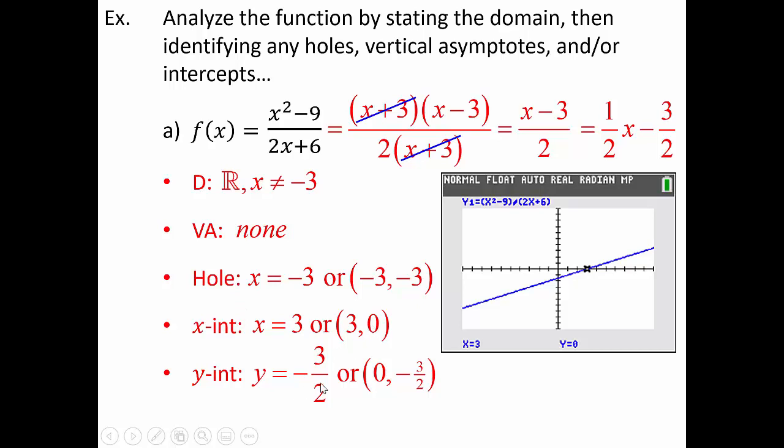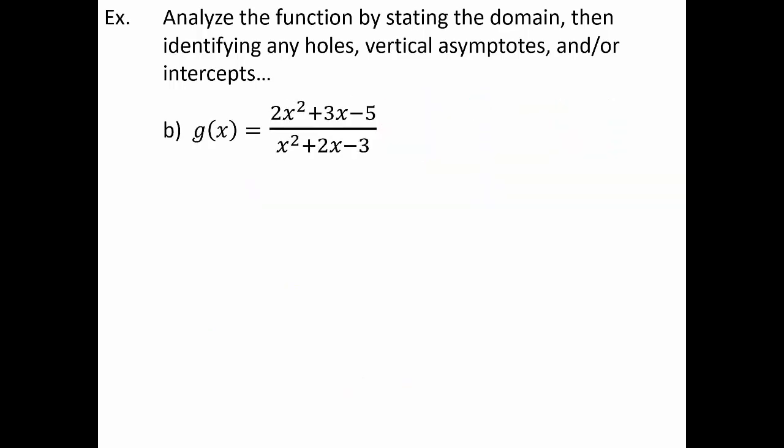And we can check the y-intercept by plugging in 0 for x. X equals 0, y equals negative 3 halves. You can always use your calculator to check these sorts of problems. Here's the second one. If you haven't already paused here to try it, go ahead and pause here, play when you're ready.